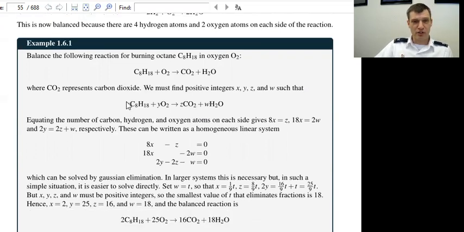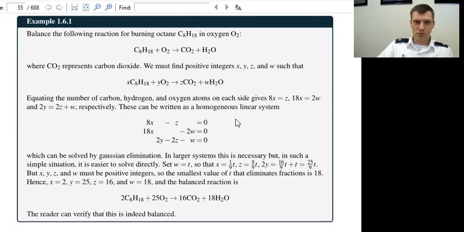So now if I just equate the number of carbons on each side and so forth, I can get a bunch of equations. There are 8 carbons on this side. There are Z carbons on this side. So 8X equals Z. And then you can keep on working through this. How many hydrogens on the left-hand side? There are 18X hydrogens. On this side, there are 2W hydrogens. Let me set this up. You get this real quick system of equations.